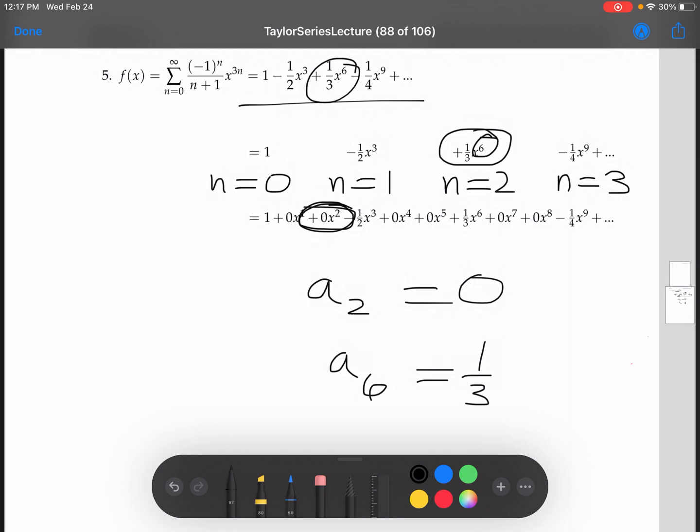All right, so basically what you can think of is that this formula right here is a formula for a3n, right? Because remember, what is the number that goes with x to the 3n? It's a3n.